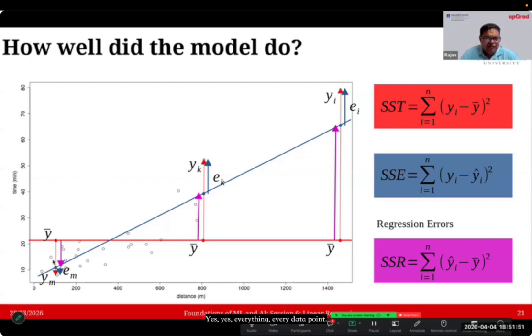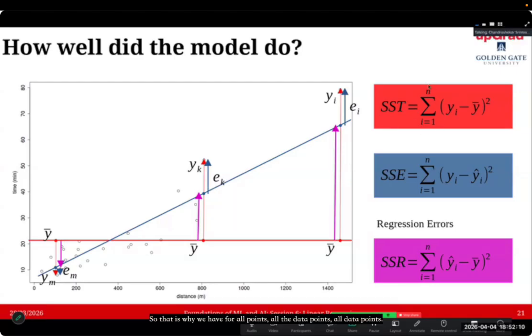Yes, everything. For every data point, for each data point, we calculate this difference. Some of them are positive, some of them are very negative. Therefore, we square them to get a good estimate. That's why we have it for all points. All the data points. Okay, thank you.